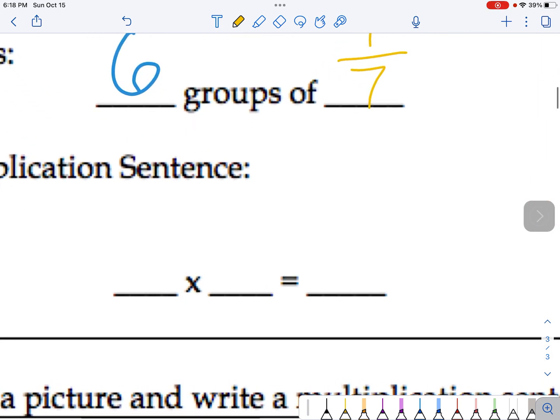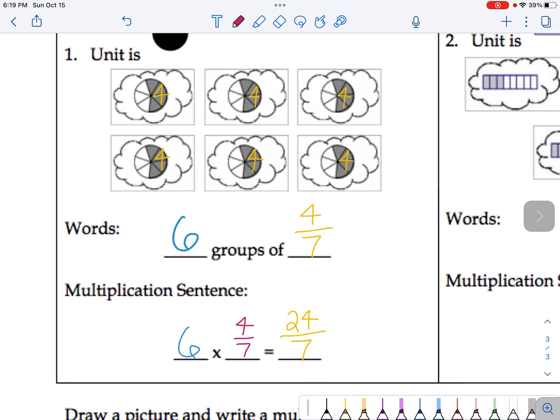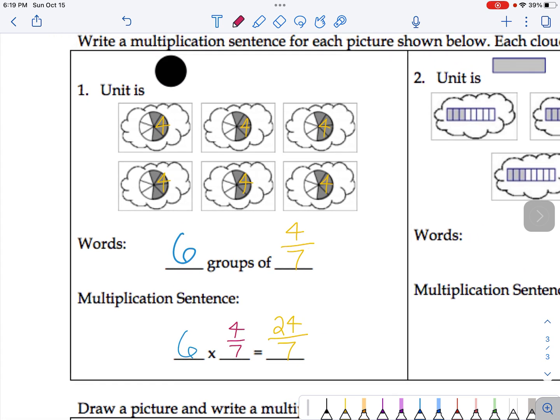So for our multiplication sentence, I'm going to say there are 24 parts, and it takes 7 to make a whole. We had 6 repeats of 4/7. Altogether, that was 24/7. You do not have to remake that into a mixed number.